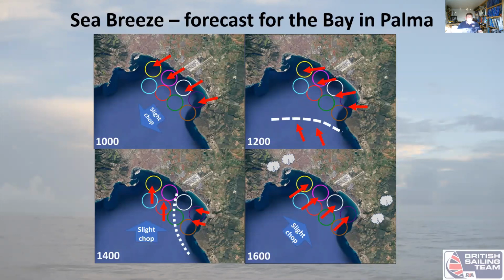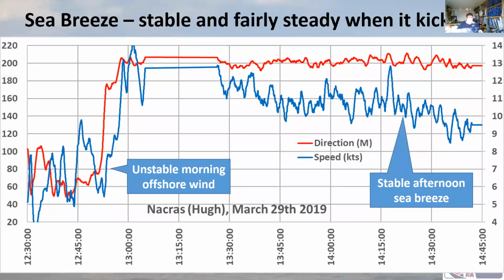This is a sea breeze forecast for the bay in Palma. And what was supposed to happen here that day was an offshore breeze, probably about 060 in the morning, then a sea breeze making its way into the bay during the afternoon, like that. So we should have an unstable offshore gradient wind to start, gradient-driven wind, and a stable sea breeze coming in the afternoon. And that's exactly what we got.